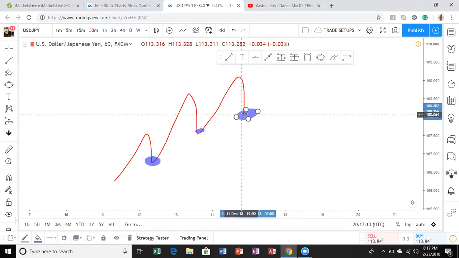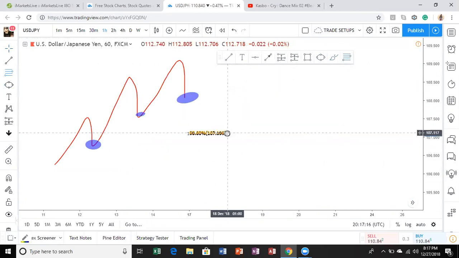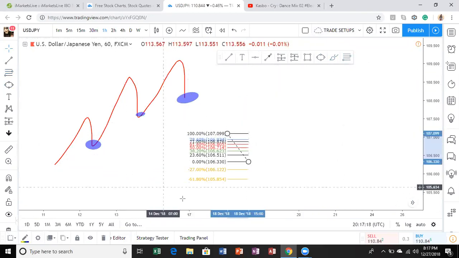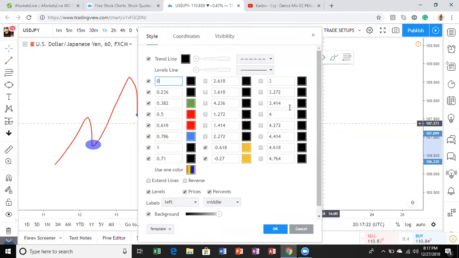Now, someone might say, I do not know where the higher lows will be. This is why I use Fibonacci. Let me give you my settings for the Fib. You can take a picture or screenshot it. Not everyone has got the setting. This is the setting that I use.